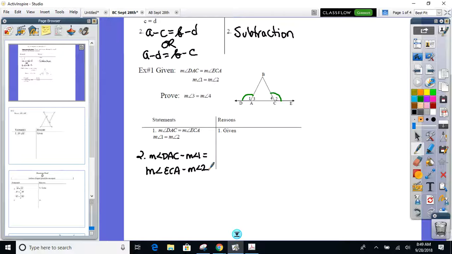Everyone agree? I take DAC and get rid of 1, I get 3. And if I take ECA and get rid of angle 2, I got angle 4 left. Perfect. And that's by subtraction.